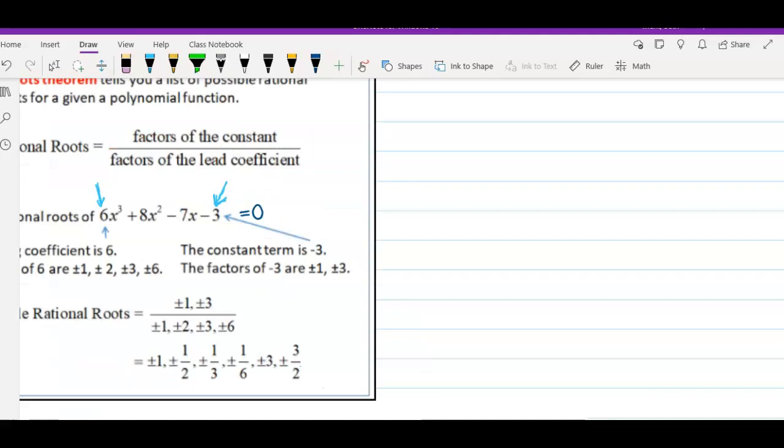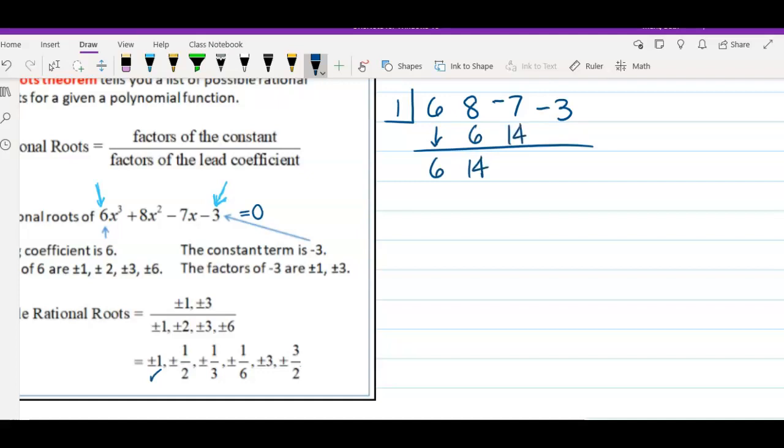Let's try to find one factor of this polynomial. We're trying to find one of these possible roots that solves this equation, and we're going to use synthetic division to do it. Let's start with the number 1, shall we? We put 1 here, 6, 8, -7, and -3. I bring down my 6, I multiply, get 14, subtracting 7, and 1 doesn't work because I didn't get a remainder of 0.